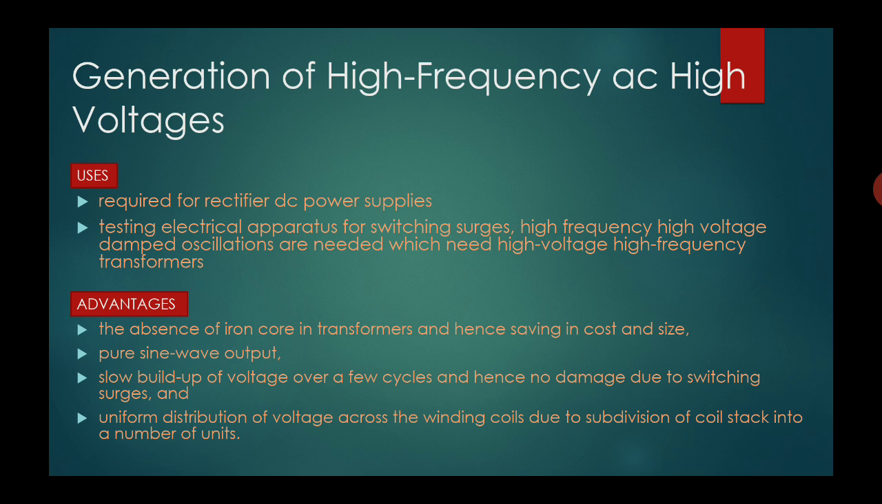The third advantage is a slow build up of voltage over a few cycles and hence no damage due to switching surges. So during this frequency there is a slow build up of the voltage for a few cycles, and that is the reason there is no damage due to switching. And another advantage is uniform distribution of voltage across the winding coils due to subdivision of the coil stack into a number of units. So when we are using it for high frequency, the windings are in groups, and that creates a uniform voltage distribution along the winding.